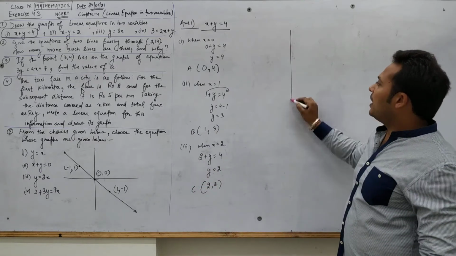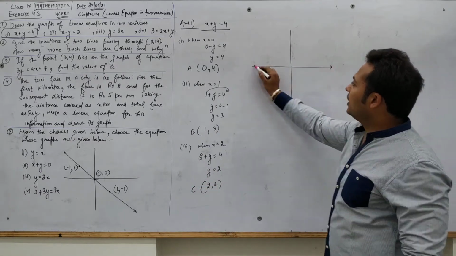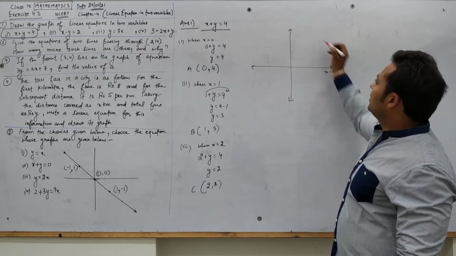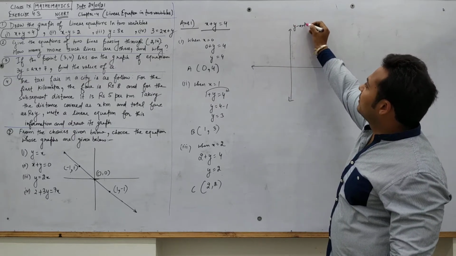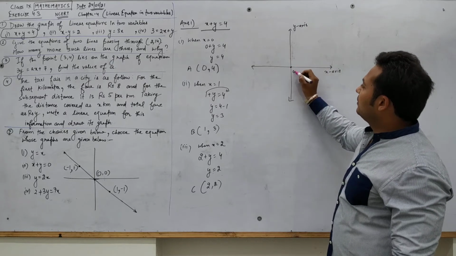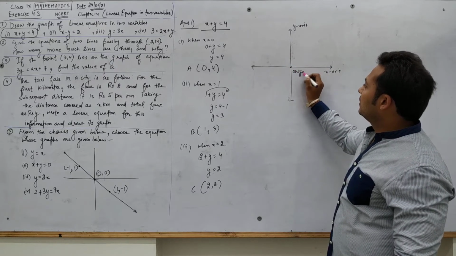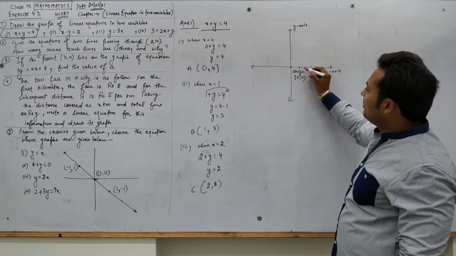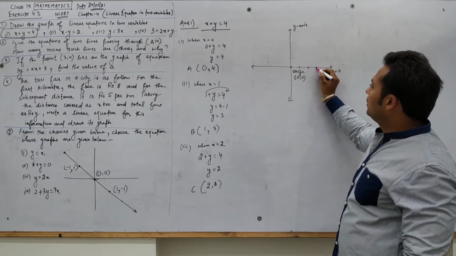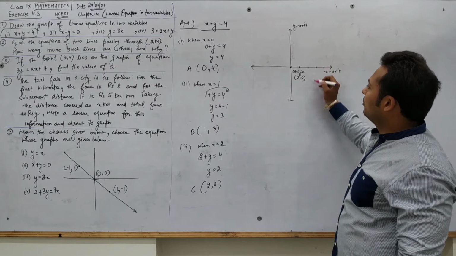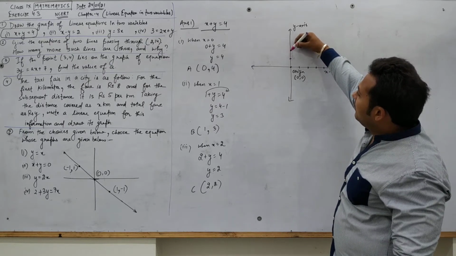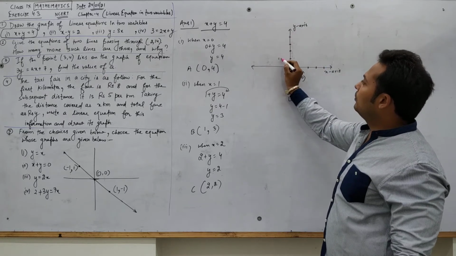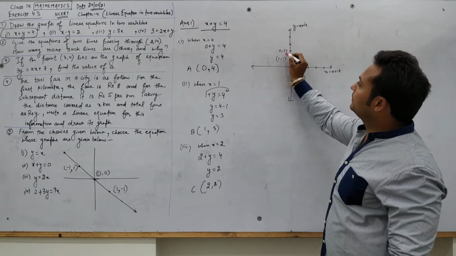Now draw a Cartesian plane. Okay, this is our x-axis, this is our y-axis. Okay, and this is the origin (0, 0). This is 1, 0; 2, 0; 3, 0; 4, 0. And 0, 1; 0, 2; 0, 3; 0, 4.